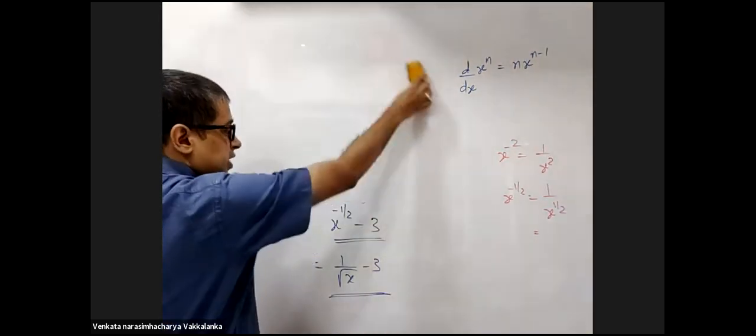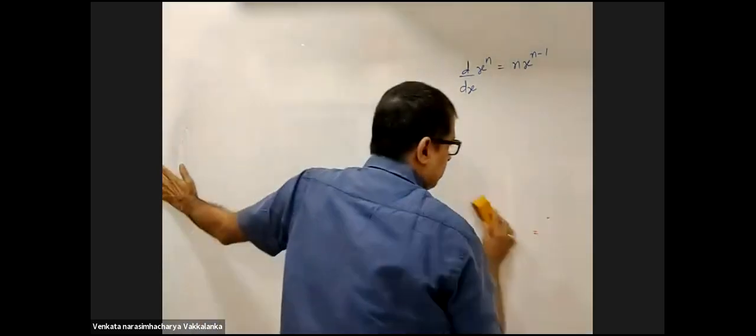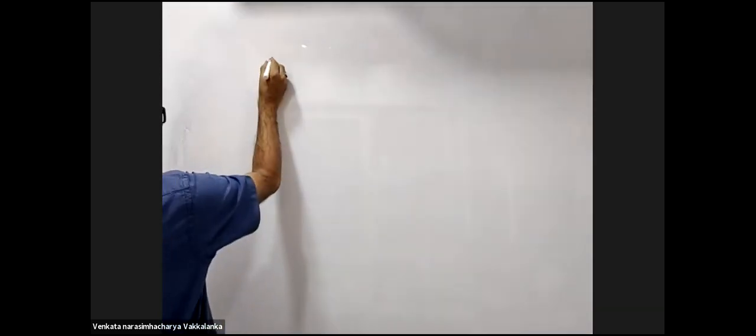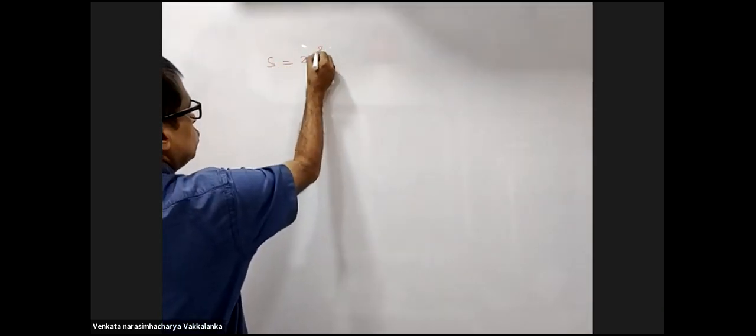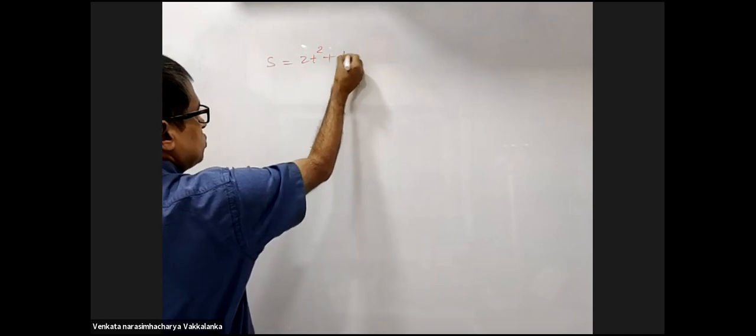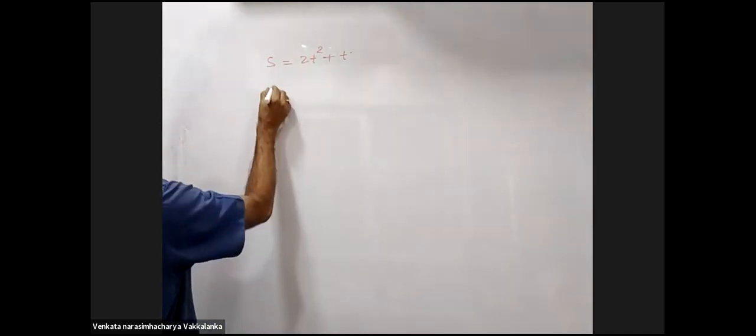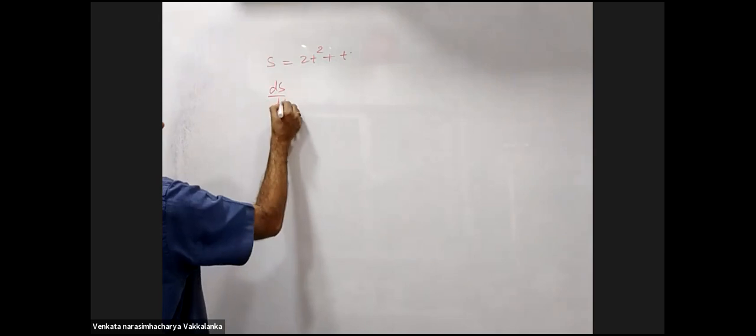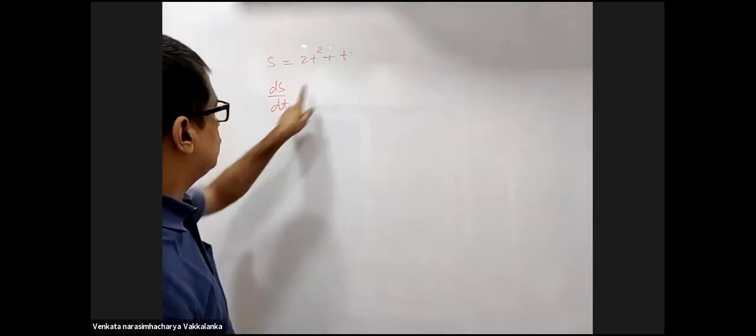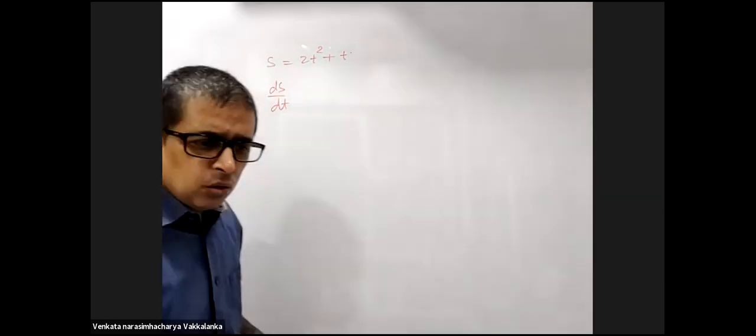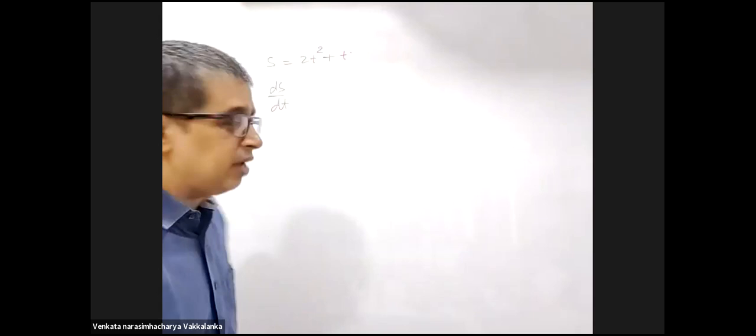A few polynomials I will write on the board, but before that, just for your understanding, suppose I give you a function of time. Displacement is 2t square plus t. What is ds by dt? Here, in the place of x, you have taken time. We are okay with it. In the place of x, taken another variable, time. We are perfectly okay with it.